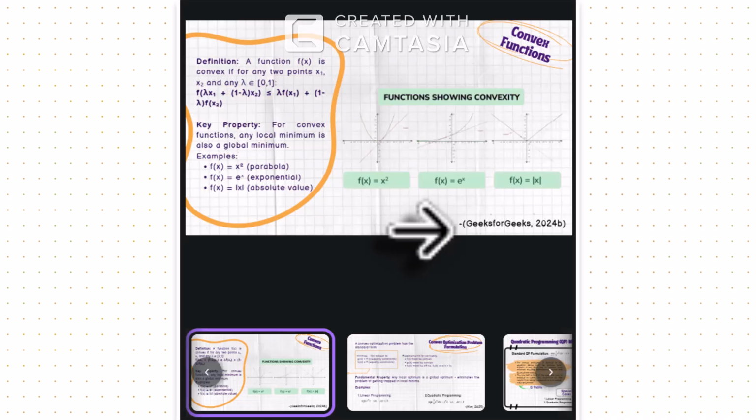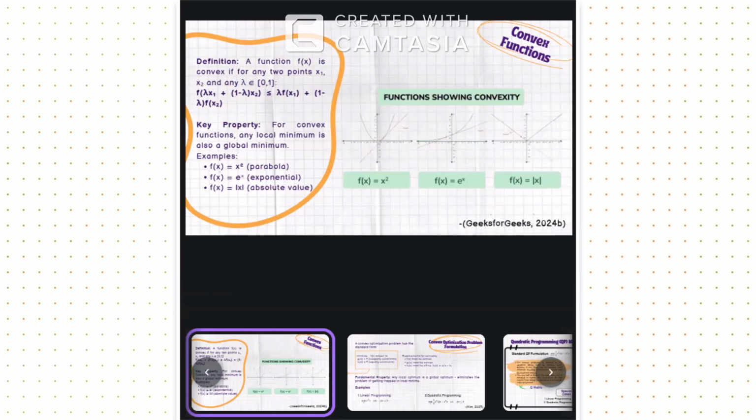The absolute value function f(x) equals |x|, which creates a V shape, which is convex even though it's not smooth at 0. These examples illustrate that convex functions can be smooth like a parabola or non-smooth like the absolute value and still satisfy convexity.